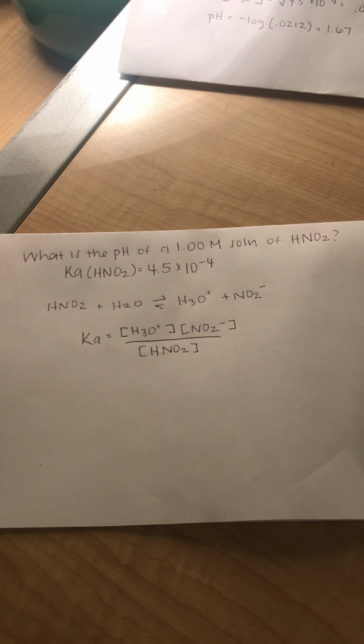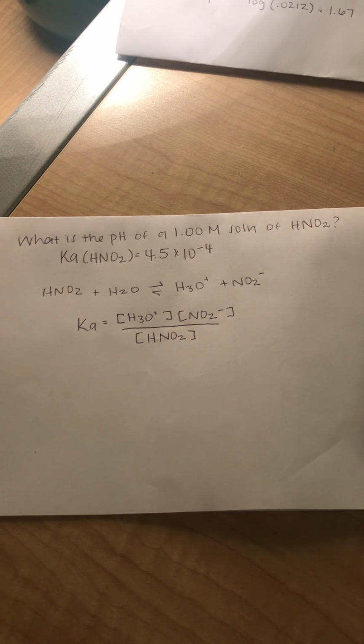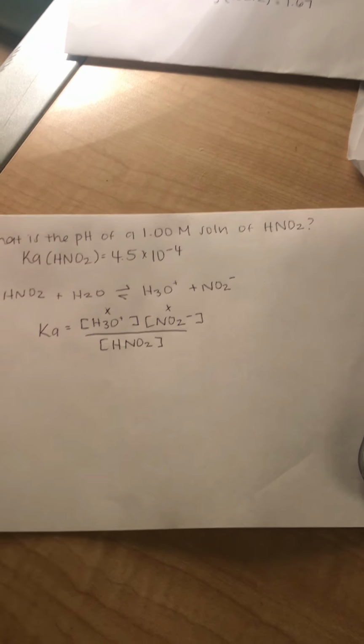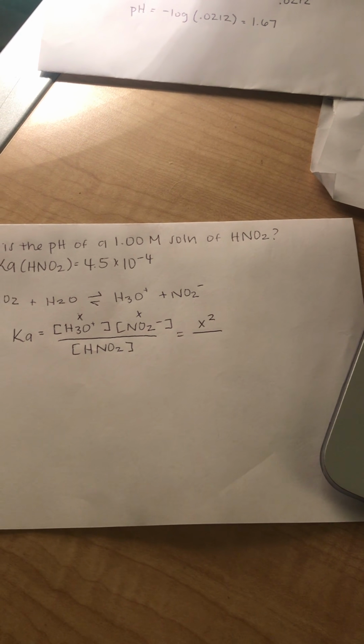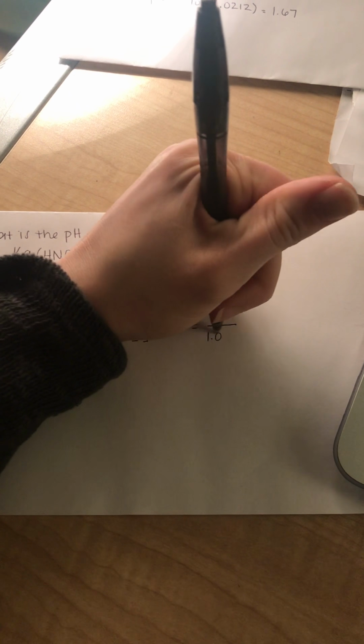So from there, you know that in a weak acid dissociation, the hydronium ion and the resulting conjugate base will be of fairly equal concentration. So you can go ahead and denote them both X and take a little shortcut and give yourself X squared over that concentration of nitrous acid, which is 1 molar.